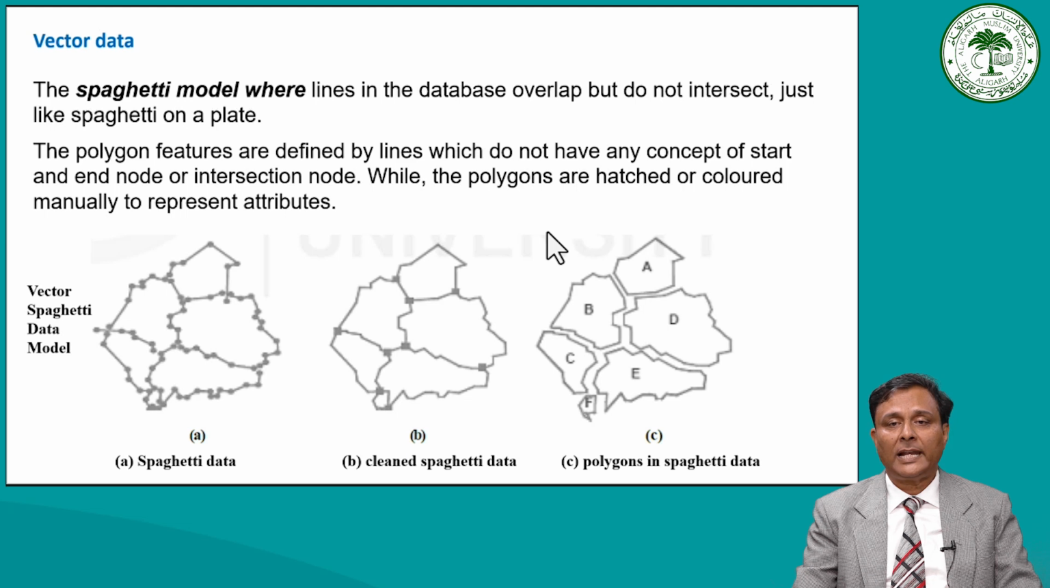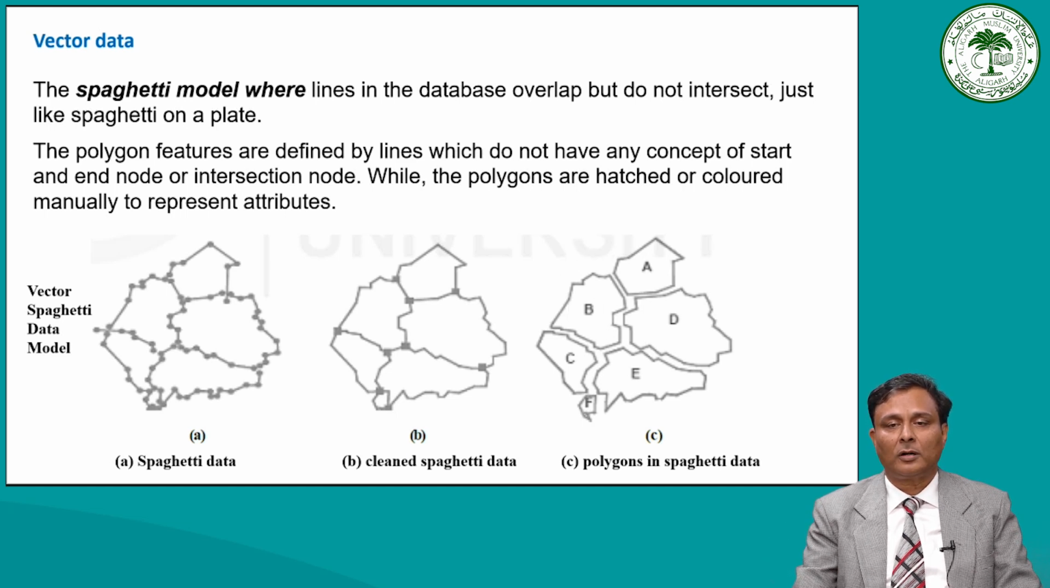Even if they overlap, they do not intersect, just like spaghetti on a plate. The polygon features are defined by lines which do not have any concept of start and end node or intersection node. So that way this spaghetti model is very basic in nature, but this is one very easy way to represent the spatial data in vector format using the spaghetti model.